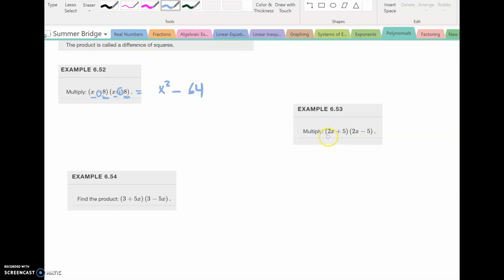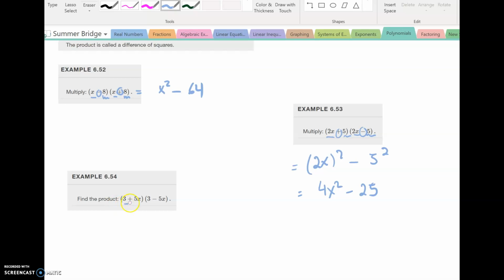Okay, so 2x is my first term for both of them. 5 is my term for the second one, one positive, one negative, which means to say I have 2x that needs to be squared minus the 5 that needs to be squared. So my answer for multiplying these out is going to be 4x squared minus 25. That's it.